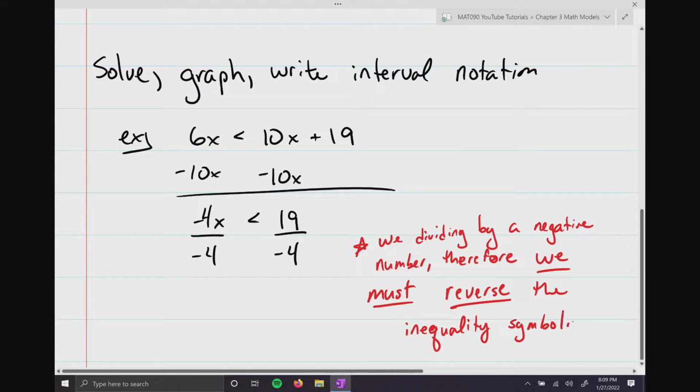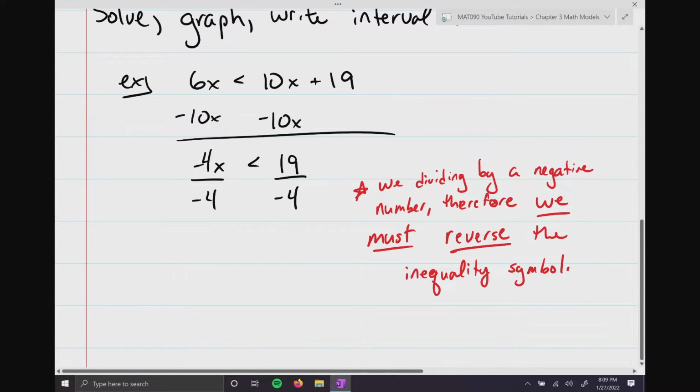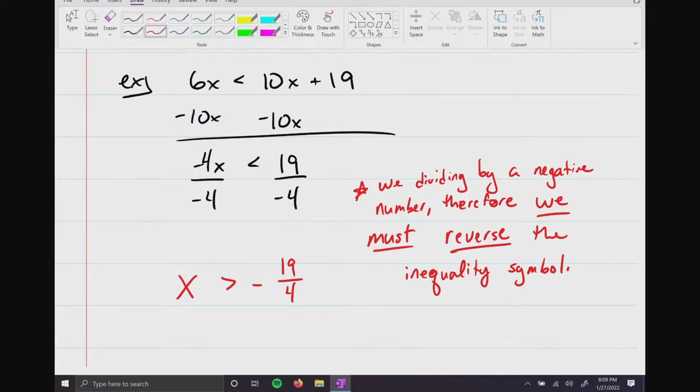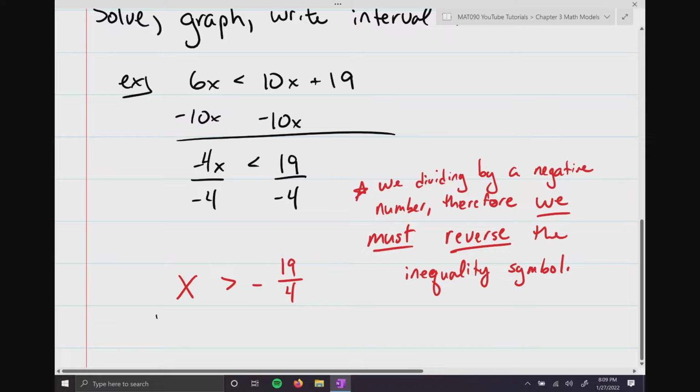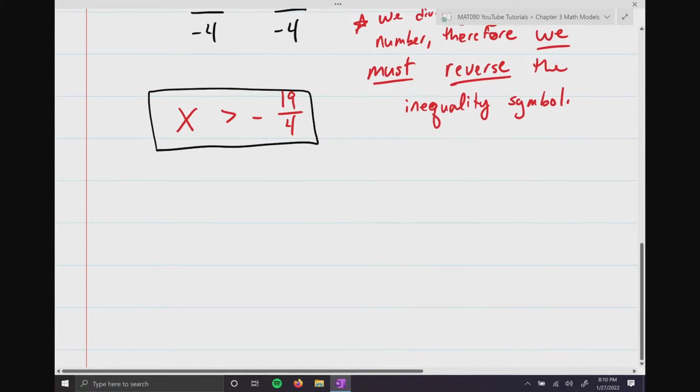When I simplify this on the left-hand side, I get x, but now my inequality symbol is going to reverse from less than to greater than. And on the right-hand side, I get negative 19 over 4. So that's solved. But now let's graph and write the interval notation.